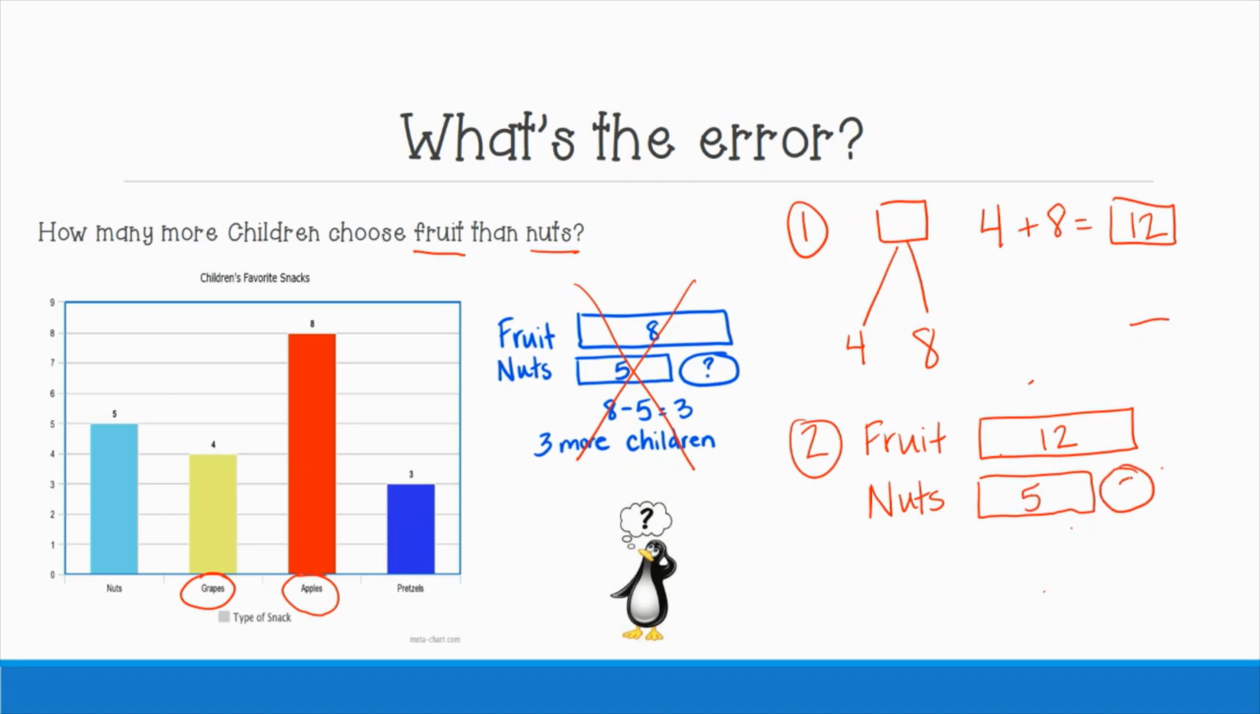And I want to know the difference. I want to know how many more children chose the fruit than the nuts. So I have a total minus an addend that's equal to an unknown addend. 12 minus 5 is equal to 7. So 7 more children chose fruit than nuts.